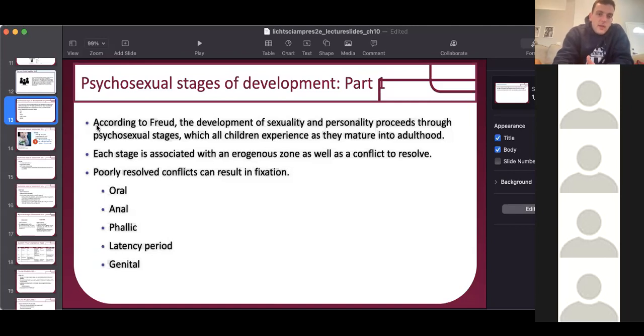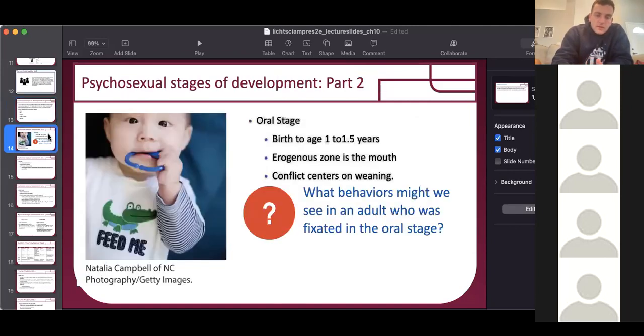Okay, so it starts with the oral phase. This is as soon as you're born, until about 18 months-ish, when this ends. The erogenous zone is the mouth, so that is the place where the conflict is taking place. And the conflict centers on weaning, so learning how to use these teeth that you are developing.